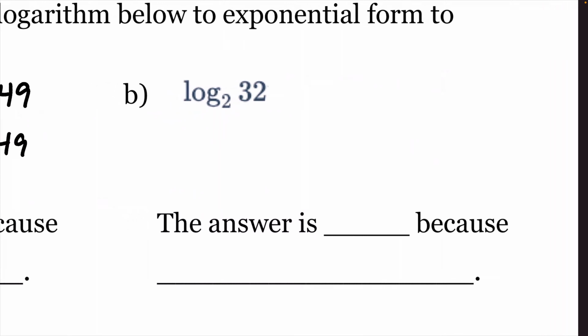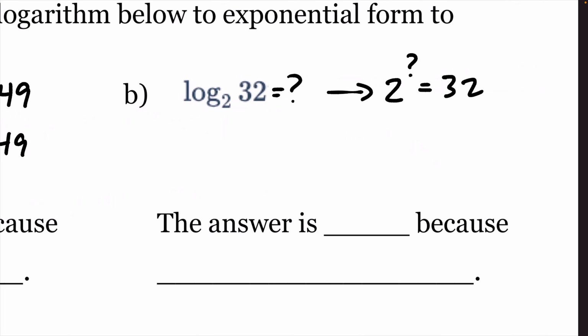B, which part is missing? The base, the answer, or the exponent? The exponent. So this part is missing here. So I'm going to change it to an exponent. The base is 2. Exponent we don't know. Answer is 32.